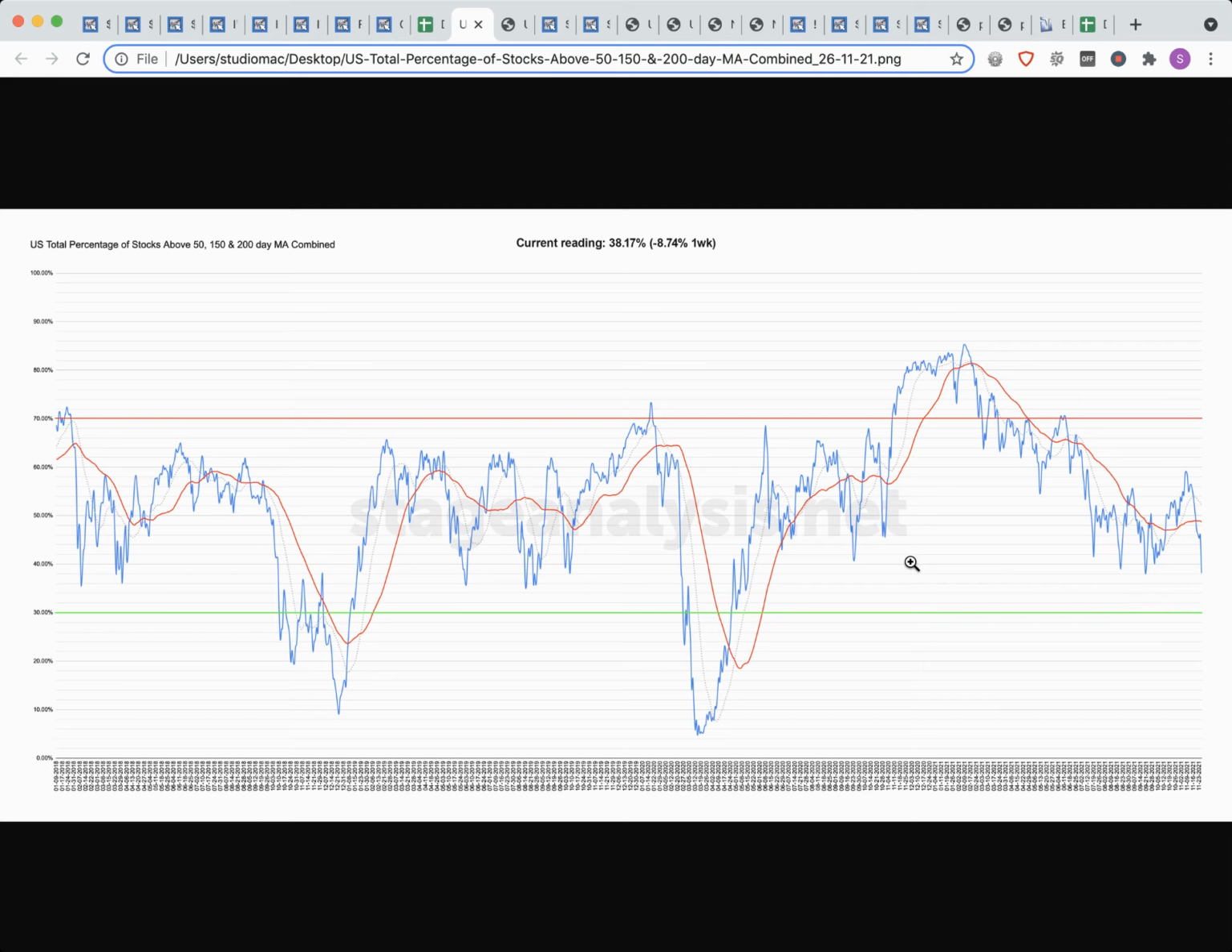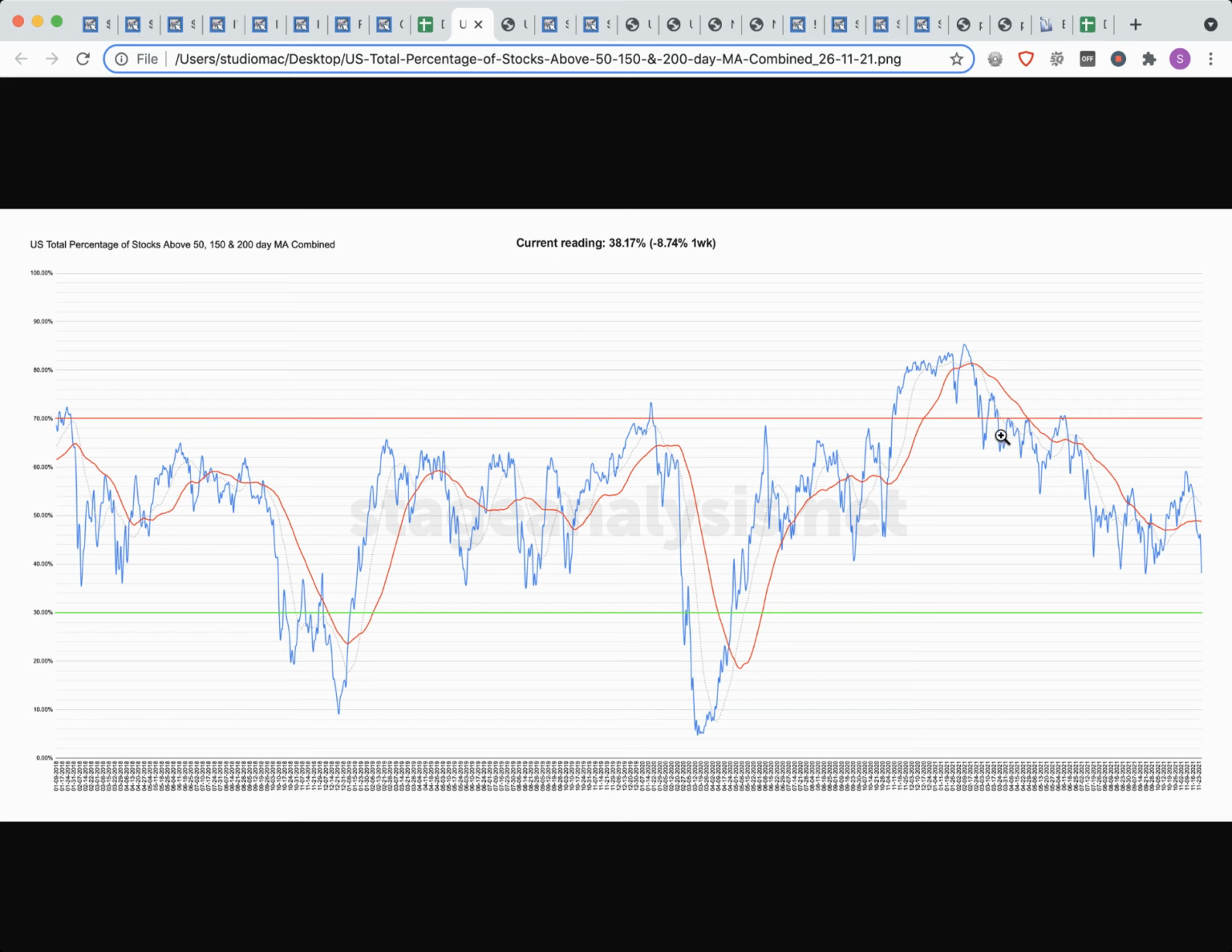So you can actually use this chart for stage analysis as well. You don't even have to look at an index chart, you can just look at the scale on this. It goes from 0 to 100%. When you're below 40%, you're in stage 4. When you're between 40% and 60%, you're either in stage 1 or stage 3. And when you're above 60%, you're in stage 2.